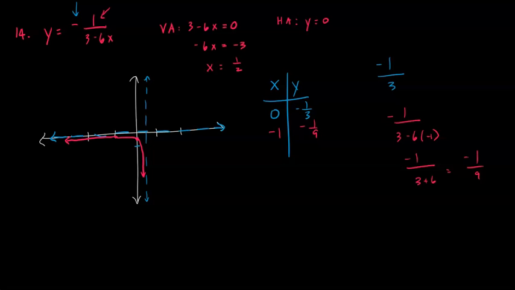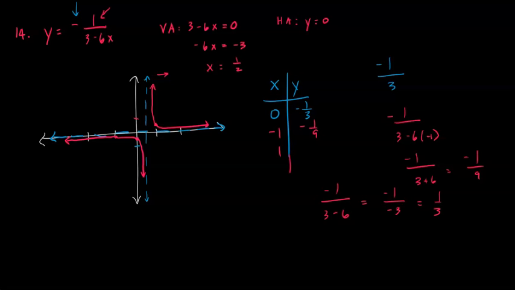Okay, let's try 1. Okay, we're going to try numbers on the right side of that. So negative 1 over 3 minus 6, and negative 1 over negative 3, so that becomes 1/3. 1/3 is going to be like right there. Once again, I just need 1 point. Okay?